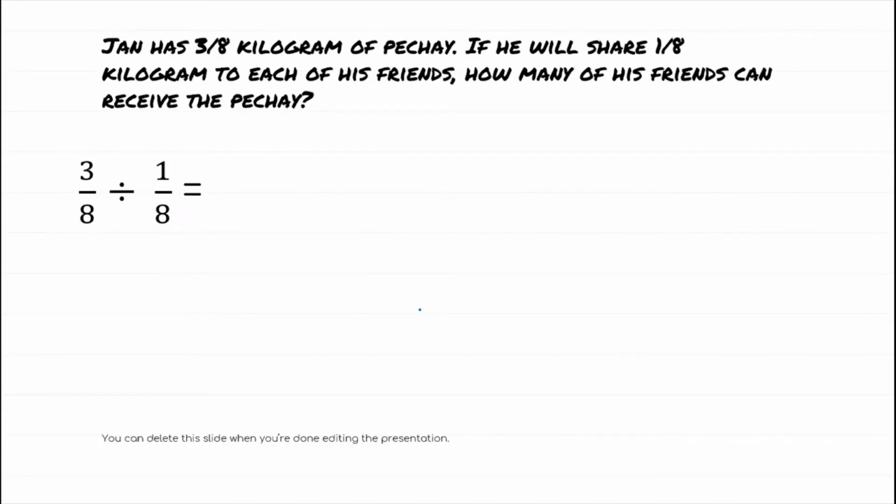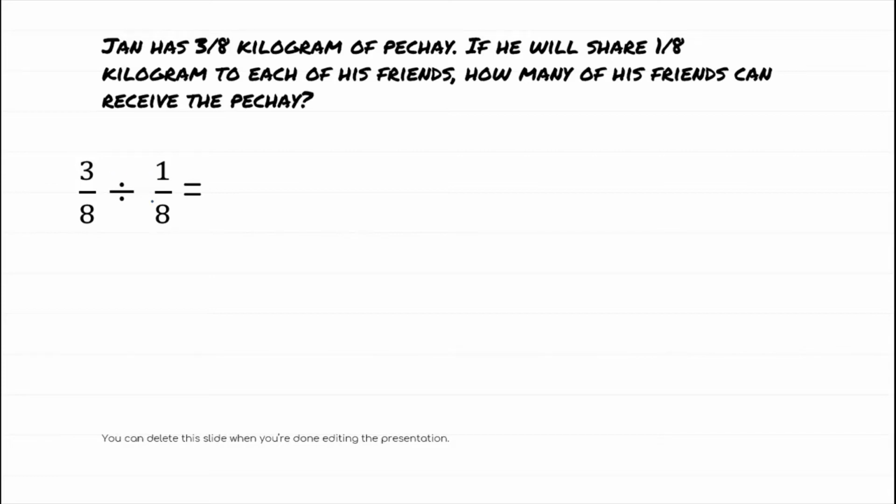Okay, now let's try another one here. John has 3/8 kilogram of petchai. If he will share 1/8 kilogram to each of his friends, how many of his friends can receive the petchai? Okay, so we have 3/8 and we're going to divide it by 1/8, and we're going to find out how many friends will receive the petchai of John.